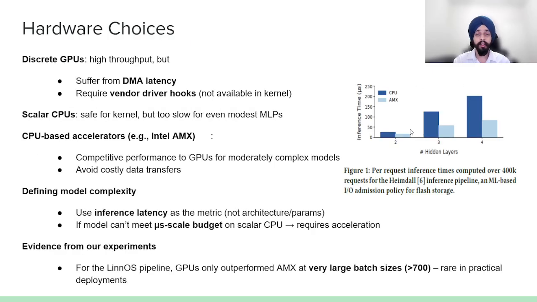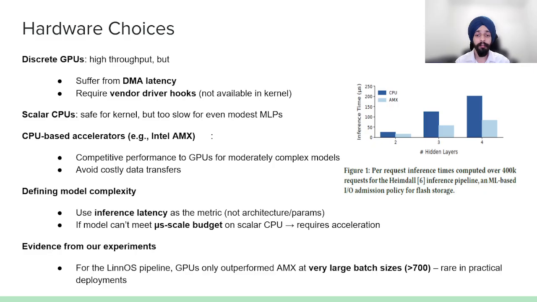Now let's look at hardware. Discrete GPUs provide high throughput but suffer from DMA latency and require vendor driver hooks, unsuitable for kernel paths. Scalar CPUs are safe but too slow for even modest neural networks. CPU-based accelerators, like Intel's Advanced Matrix Extensions, offer a sweet spot: near GPU performance, at least for moderately complex models, without costly data transfers. Here we define model complexity not by layers or parameters, but by inference latency.